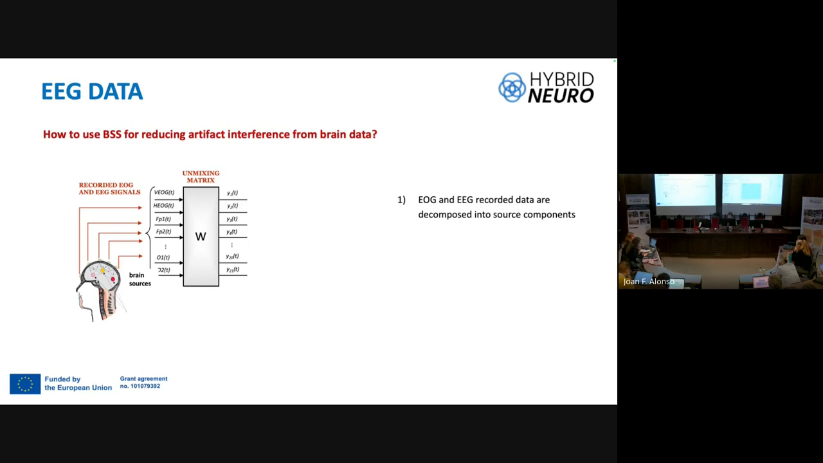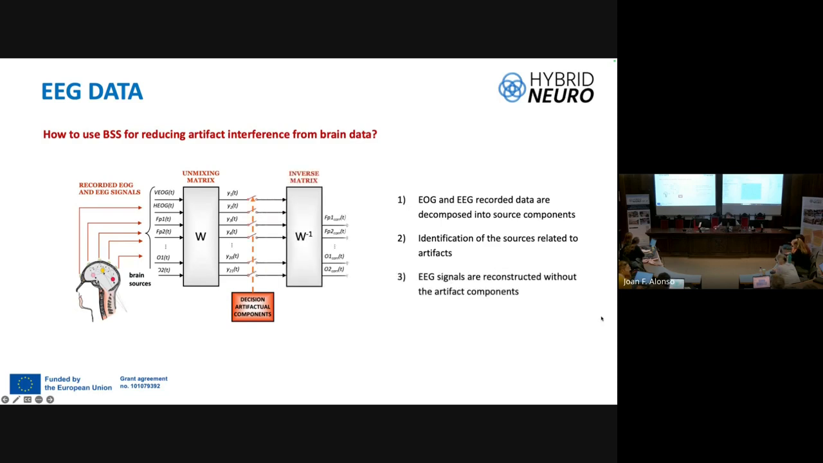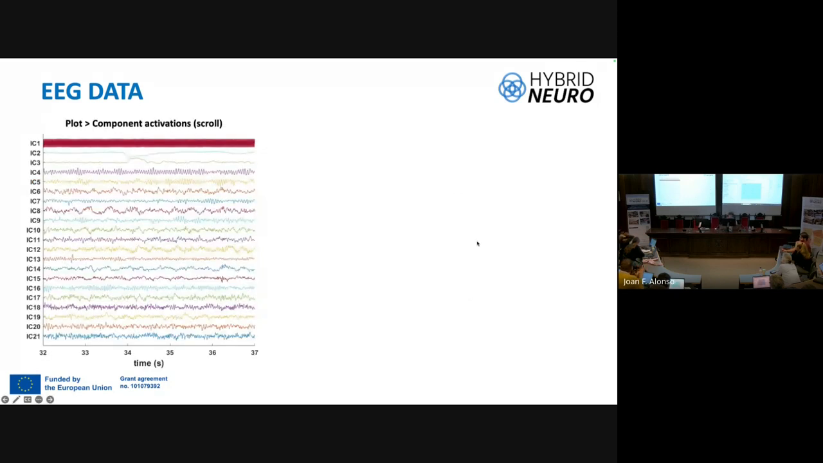For example, the mixing process is stationary, the sources are independent. Therefore, we can decompose the recorded signals into source components. The next step is to identify which of these components are associated with artifacts and whether these artifacts are physiological or non-physiological. And once we have identified these components, we can reconstruct the new filtered EEG signals from the remaining components not related with artifacts. This is what we did this morning.